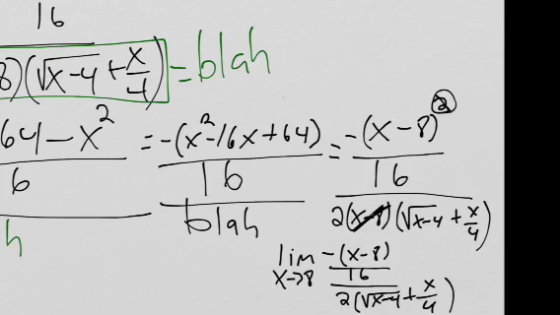But what we notice is now that we've canceled out the hole, we can actually just plug in 8 for x. Whenever we see an x, we're going to plug in 8. Okay, so let's do that over here. Sorry about that.